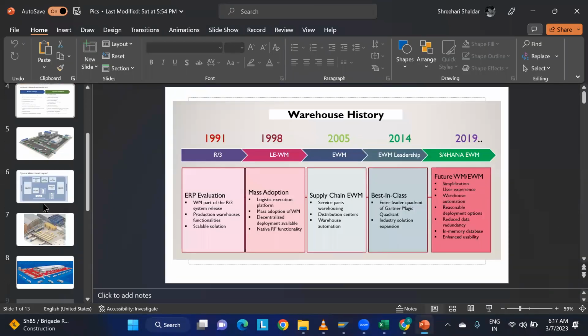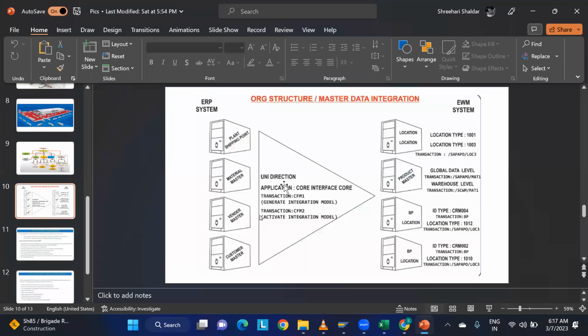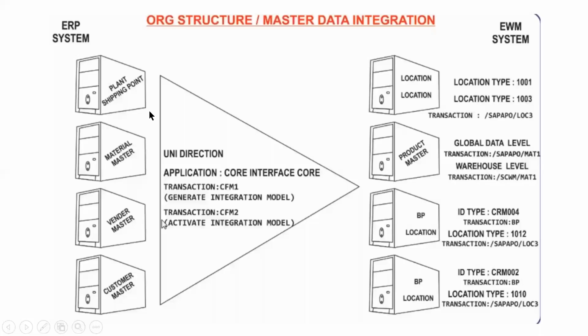This is basically for the EWM only. Whenever we are moving the plant and the shipping point, it is unidirectional. We are using the application core interfaces. Don't ignore this. We are using the application core interfaces to transfer the org structure and the master data. These master data integrations will be moved by the core interfaces.